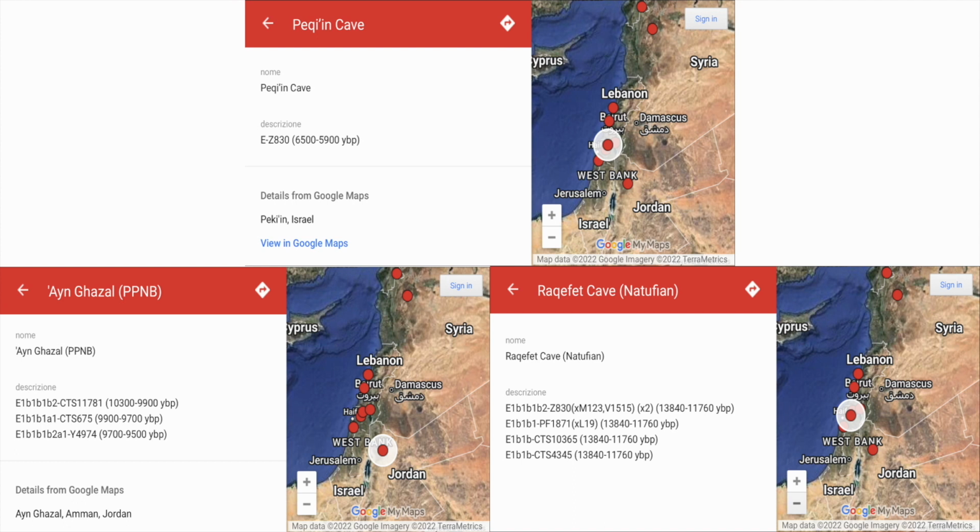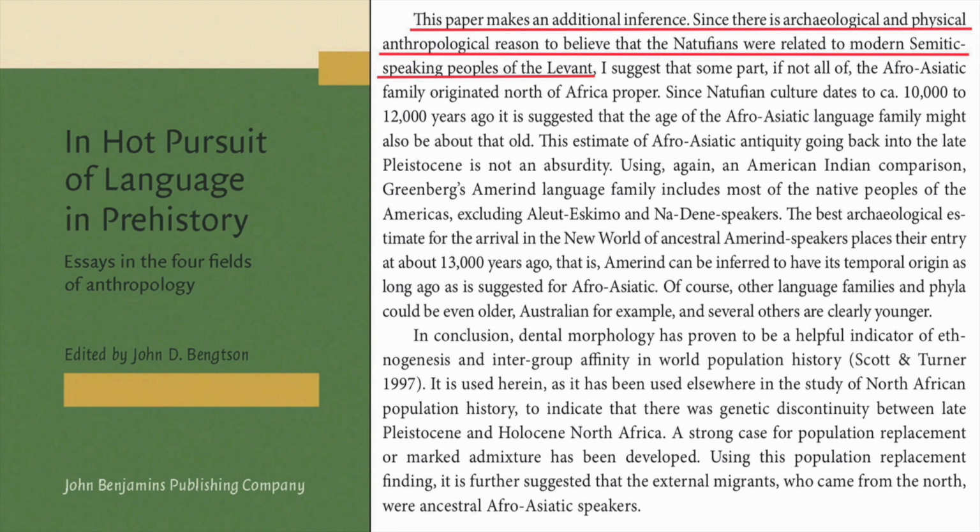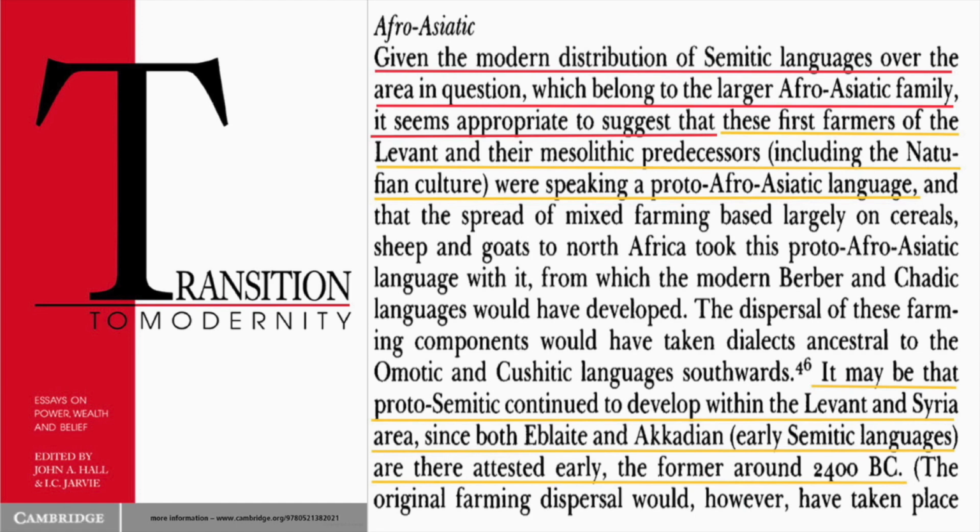The reason why finding E-Z830 among the Natufians is important is because the Natufians are the ancestors of Semites. According to the book In Hot Pursuit of Language in Prehistory, it reads, "This paper makes an additional inference since there is archaeological and physical anthropological reason to believe that the Natufians were related to modern Semitic-speaking peoples of the Levant."